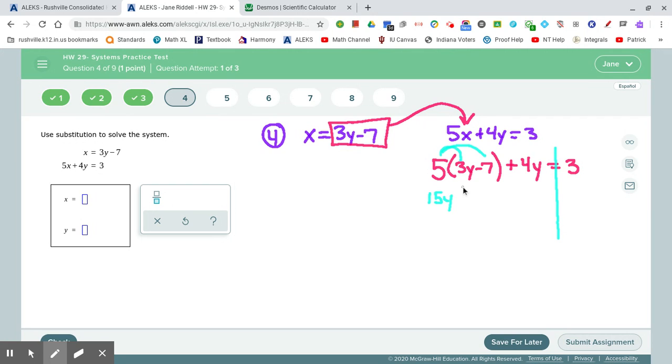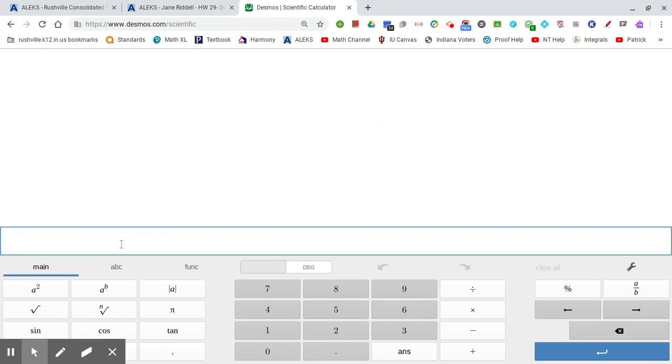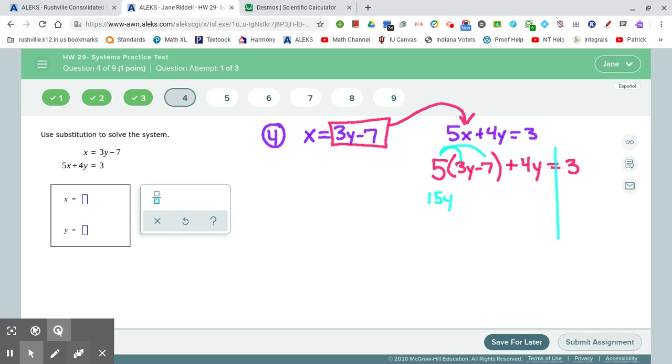Please use a calculator if you need to use a calculator. So a Desmos scientific calculator will be allowed on your test. So what you could do is you could type in 5 and then times negative 7. And that answer will pop up over on the other side. So this gives me negative 35. And then I do not do anything with the plus 4y. It wasn't in parentheses, which means it doesn't get the multiplication.